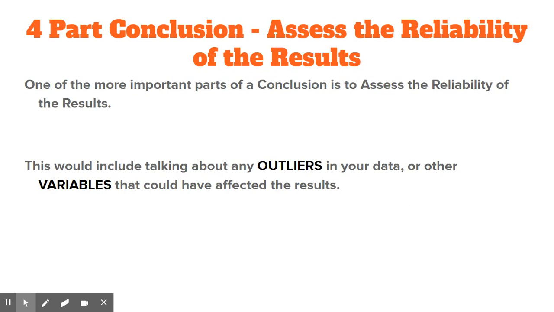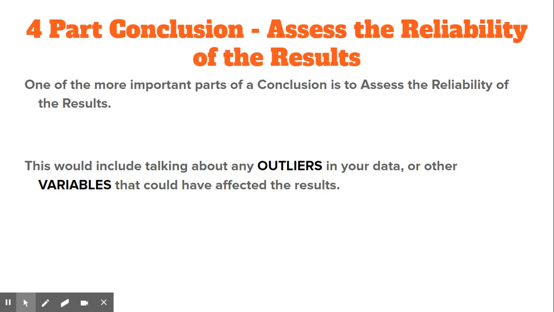The third part of a four-part conclusion assesses the reliability of the results. It's one of the most important sections because it explains whether these answers, the hypothesis, and the conclusion really hold much weight, or if there are some major flaws that need to be fixed and addressed, and hopefully we'll still get the same results.